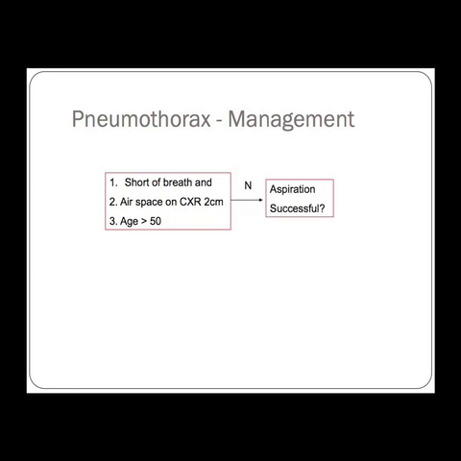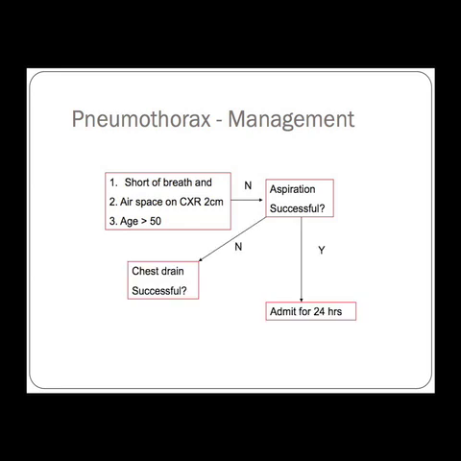If they do not fit this criteria, then the first line treatment is to carry out an aspiration, again very similar to that of a primary pneumothorax. But the difference is, if this is not successful, then we do not do a second aspiration, but rather go straight to a chest drain. However, if it is successful, we don't discharge the patient, we again readmit them for at least 24 hours to ensure that they do not get a reoccurrence of the pneumothorax.